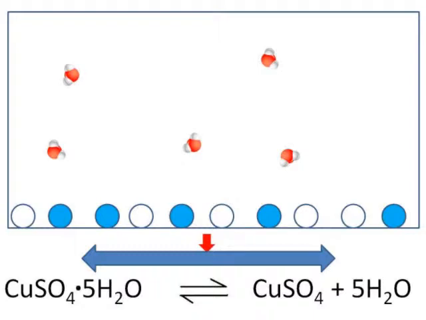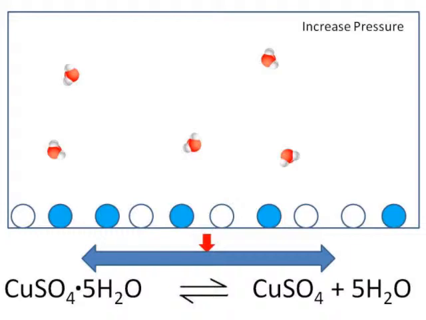So let's consider a point at which the equilibrium is established. In this example, the equilibrium is established at 50-50. Okay, half of the copper sulfate molecules are hydrated and half are not. The question is, how can we affect this equilibrium? So if we increase the pressure, how will that affect the equilibrium?